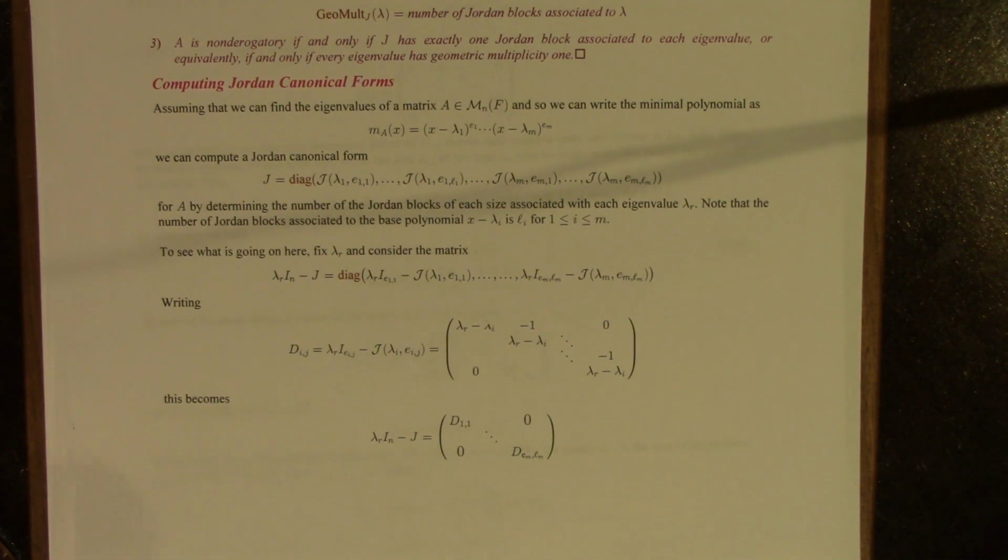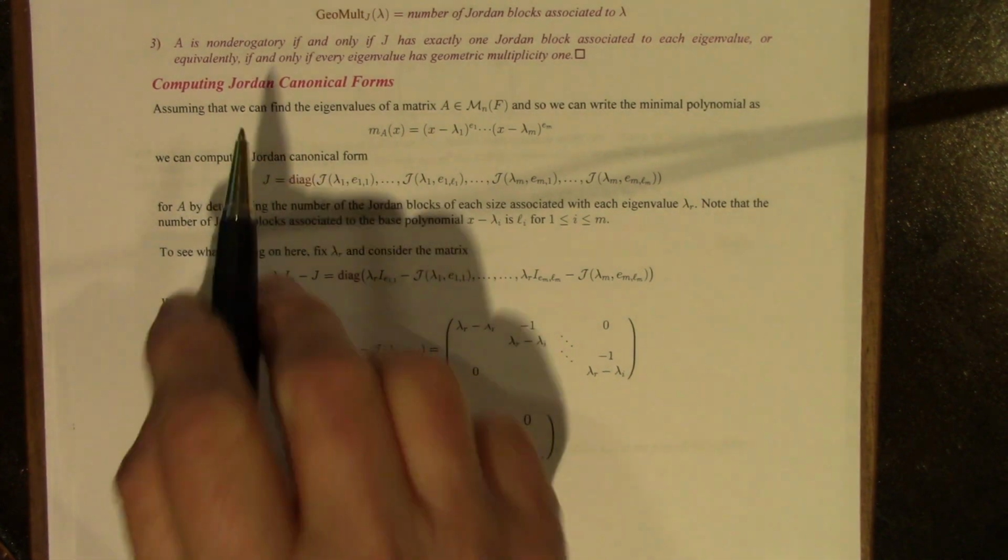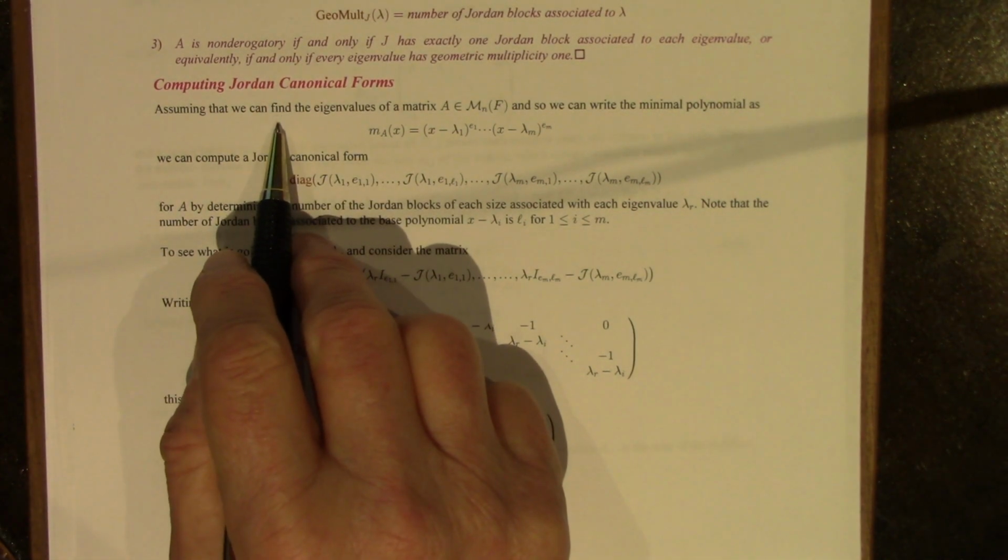It would be attached probably to the previous lecture. I gave an example of how to do it. So I'm going to leave it for you to look at if you're interested and if you have the book. I don't want to cover it in the lecture. But I do want to talk about computing Jordan canonical forms.